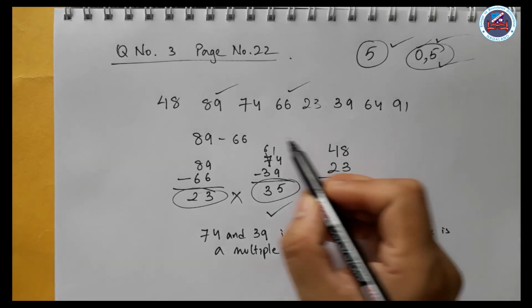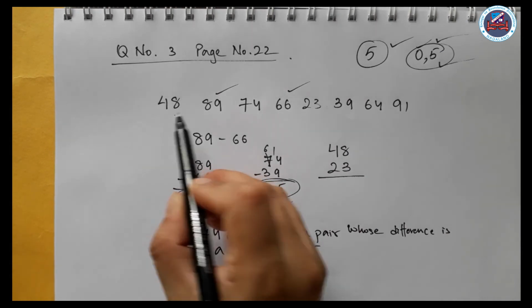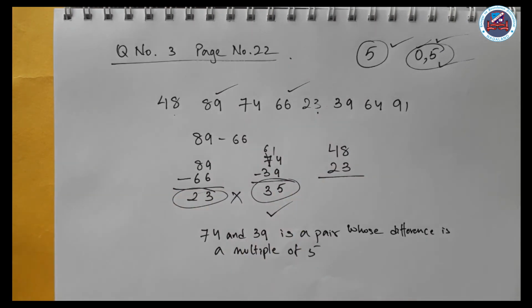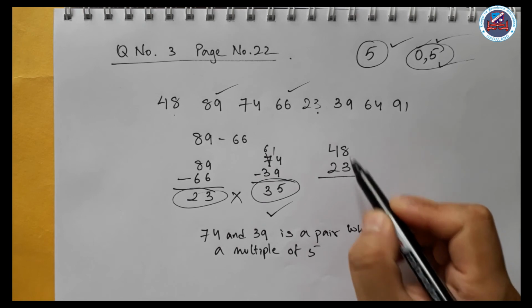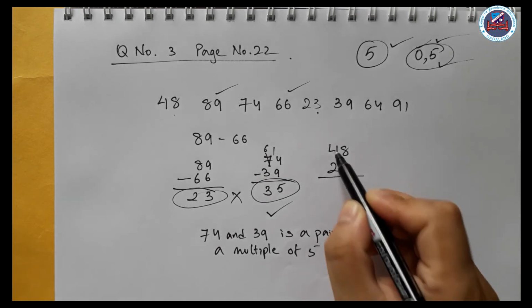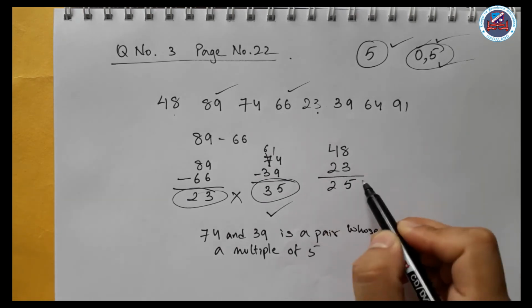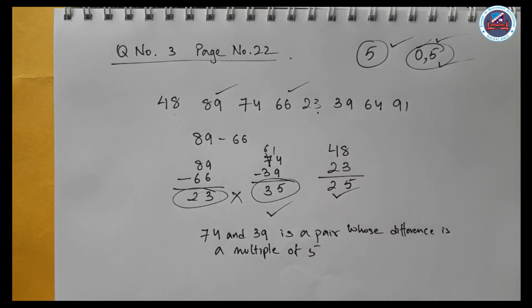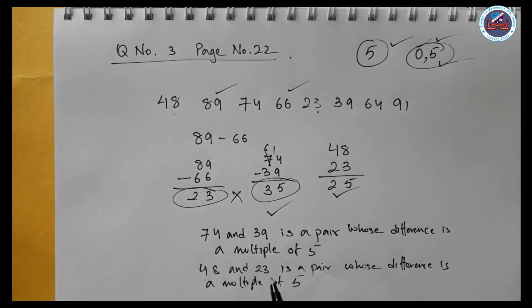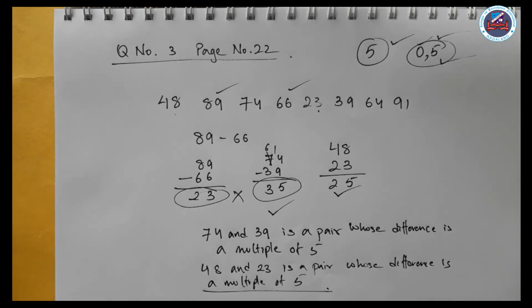So I am looking at a number which is 8 and 3 in the last digit. So I got 48 and 23. So 8 minus 3 is 5. 4 minus 2 is 2. So 25 is again divisible by 5. 48 and 23 is a pair whose difference is a multiple of 5. I can see many pairs here whose difference is a multiple of 5. So please try to do that on your own.